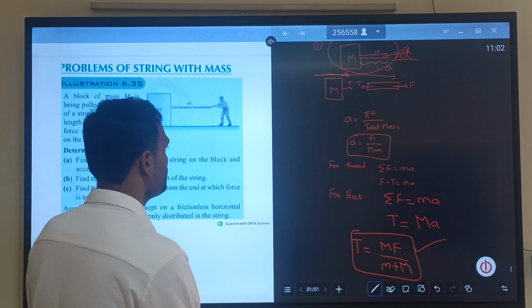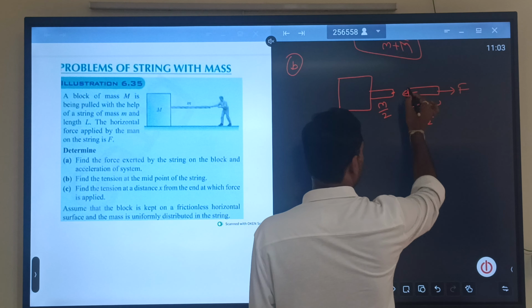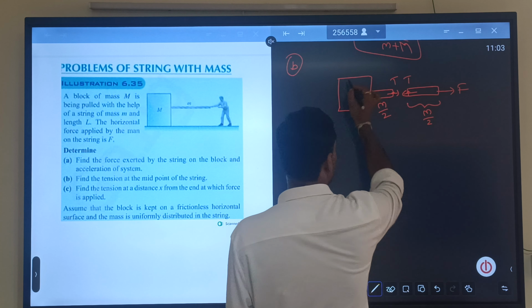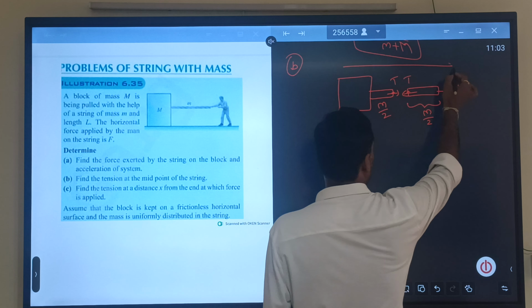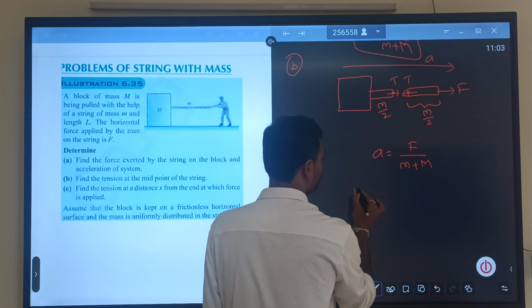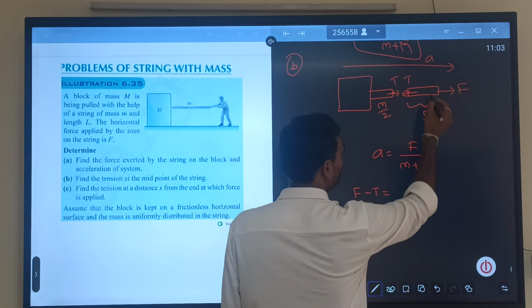That is, the thread has been divided into two parts. Find the tension at the midpoint of the string. This is the midpoint. The mass is small m by 2, and this portion's mass is also small m by 2. Here the force is due to the human being, and tension is acting here, again tension. The whole system has a combined acceleration, as we have seen, of F by (M plus m). This remains common. To find the tension at the midpoint, F minus T equals the mass of this portion, m by 2, into a.